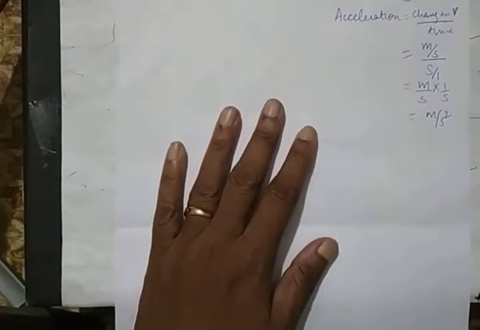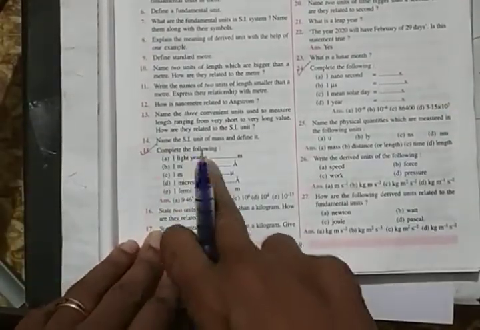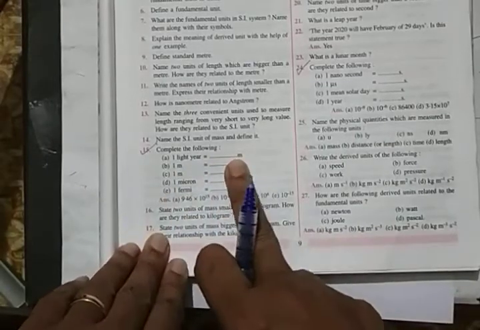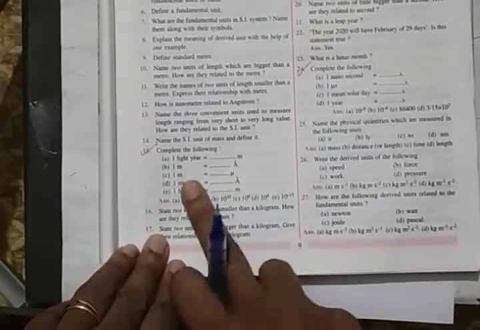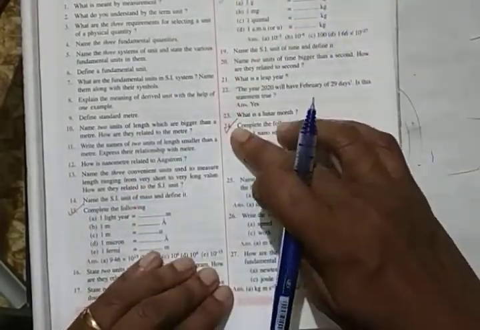Now, how can you expect questions from A part? One thing is they can ask like this: complete the following, 1 light year is how many meter? So you should know the relationship, then you will write all this. So I want you to do this: 15, 18 and 24. Its answers are given. If you can write without seeing, that will be great. 15, 18 and 24, please write it in your notebooks.